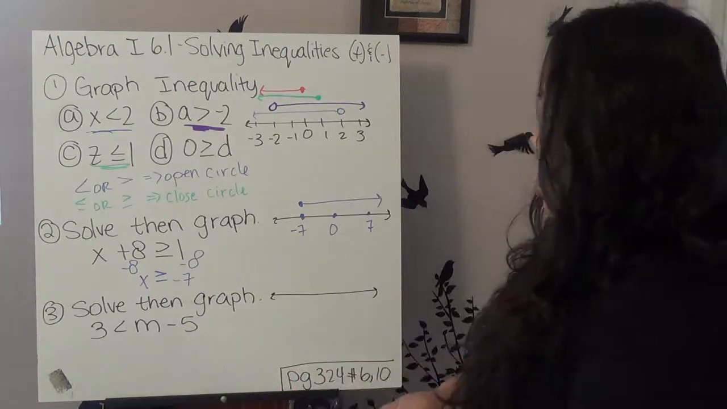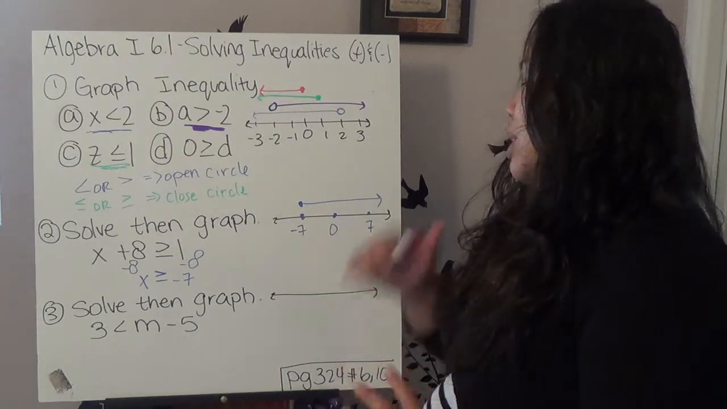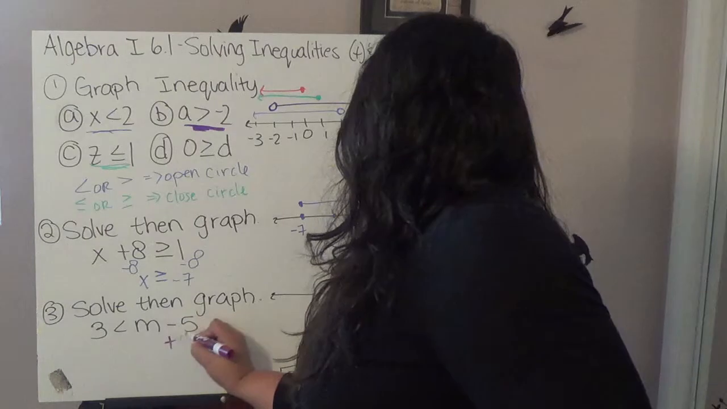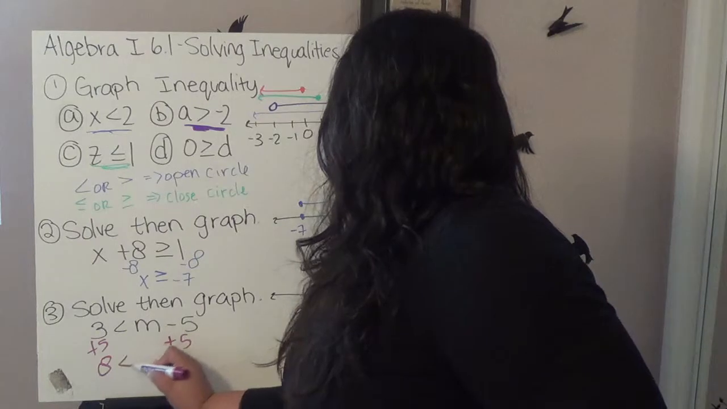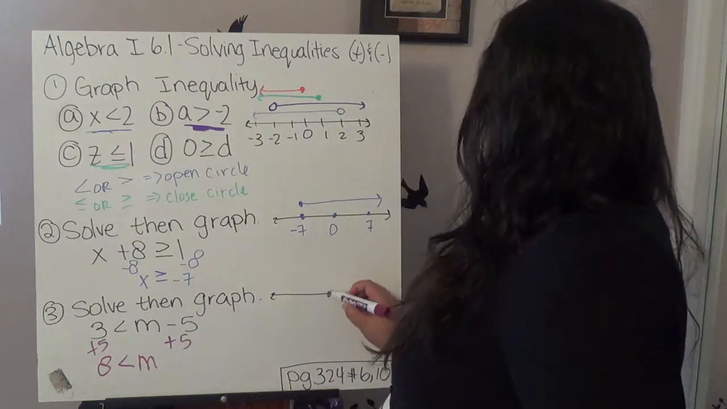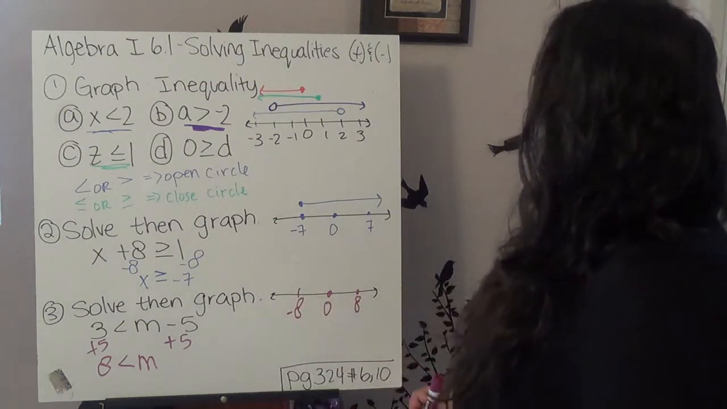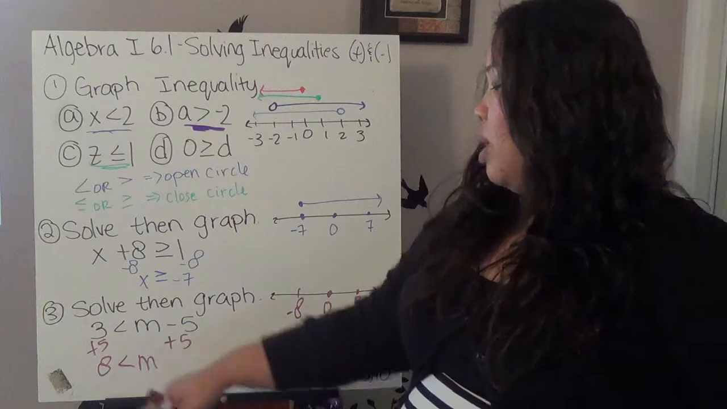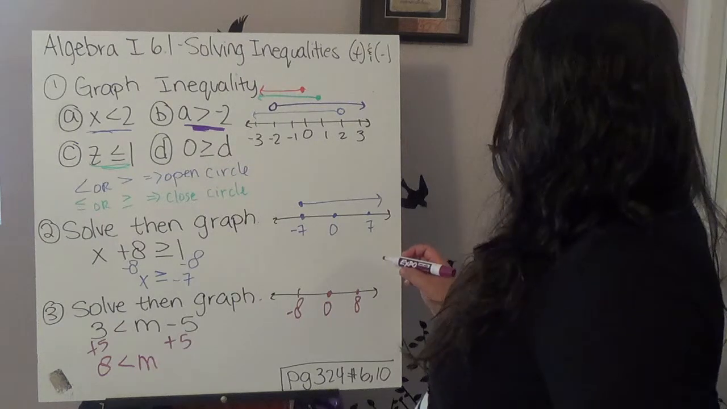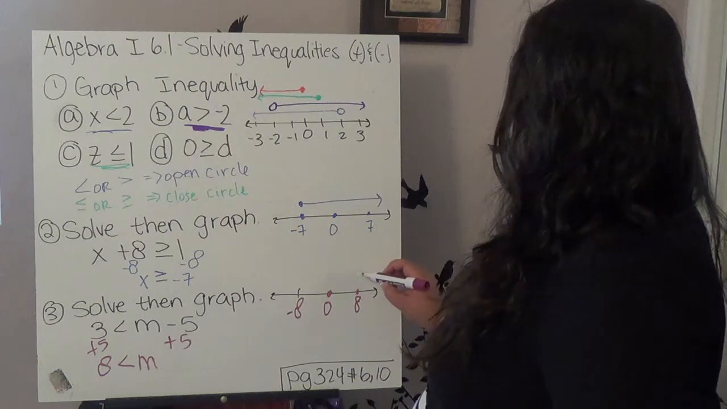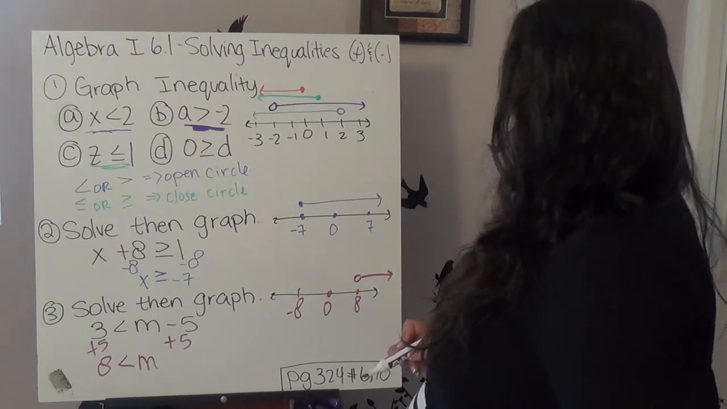So let's solve one more before I let you go. In this one, I want to isolate m, so I'm going to add 5 to both sides. I end up with 8 is less than m. So here's 0, here's 8, here's negative 8, right? So m can be greater than 8. So I find 8, and because it's an open circle, it has to be greater than 8.